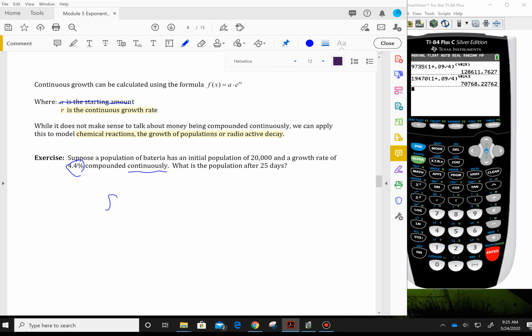Here, our continuous growth model would look like f of x equals, again, a, your starting amount. We started with 20,000 bacteria, times e, raised to your r, your growth rate, written as a decimal. And 4.4% would be 0.044 times x. We're asked to calculate the population after 25 days, so we'd be looking at the value of f of 25.